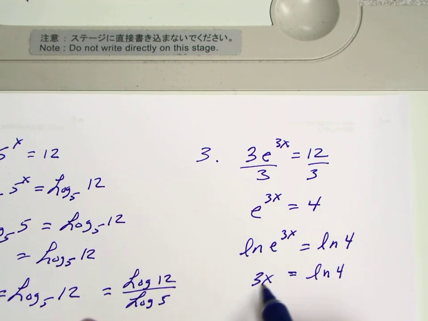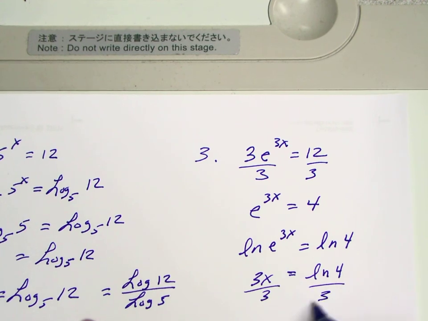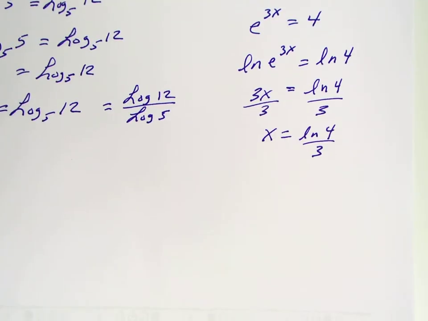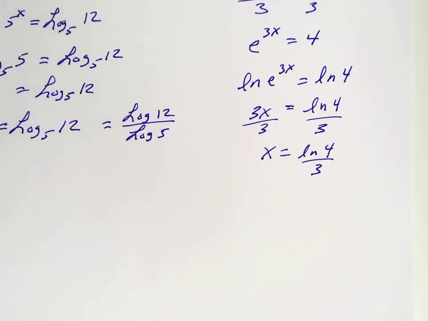All right, so then our last step would be to divide by 3, so you'd have x equals the natural log of 4 over 3. Whoops, you can't see that. There you go. Yes. Sure.